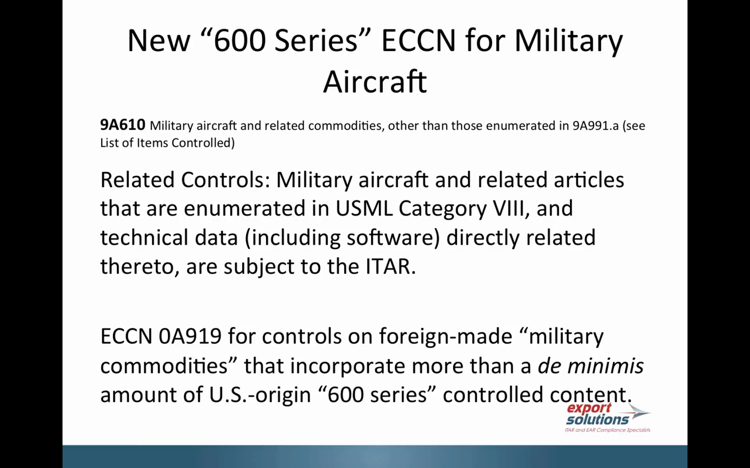Those are the ones that are enumerated. And technically related, directly related to them, are still subject to the ITAR. So they're being very specific as to which type of aircraft. And ECCN 0A919 is for controls on foreign-made military commodities that incorporate more than a de minimis amount of U.S. origin 600 series controlled content. Remember, the de minimis definition percentage has been lowered to 10% now, not 25%. This is where it comes into play.